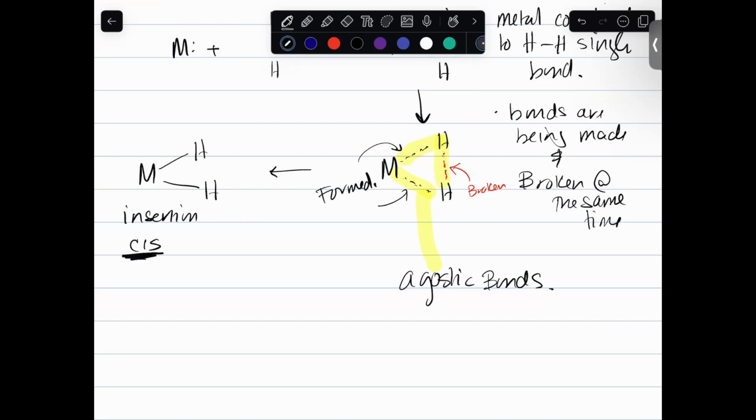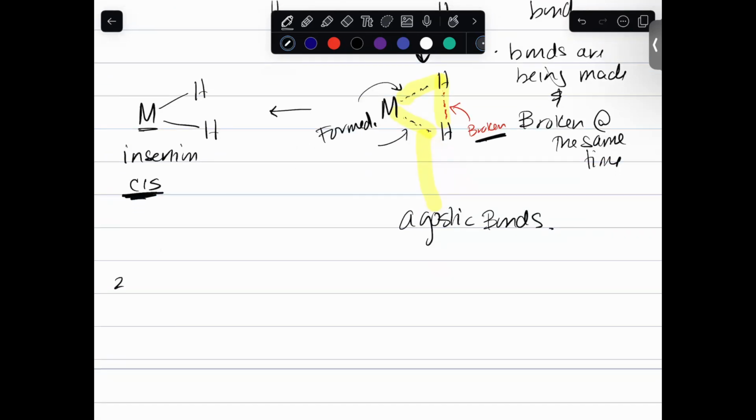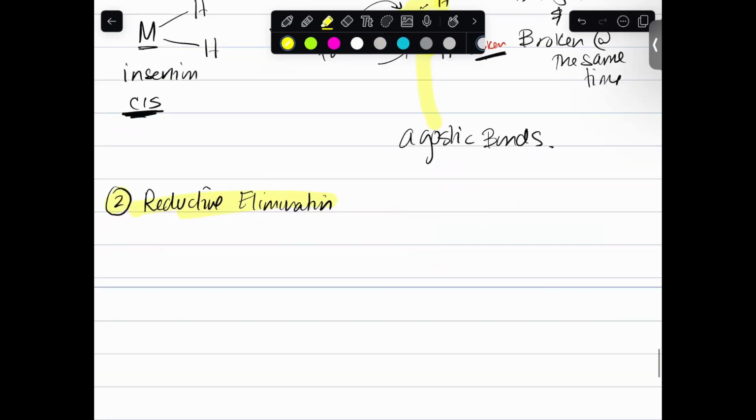Okay. So again, this is probably one of the toughest things just because nonpolar bonds are really strong and really difficult to break. And because they're difficult to break, it's really difficult to insert a metal in between those bonds. So that's reaction number one. Reaction number two is reductive elimination. And reductive elimination, luckily for us, is just the opposite of oxidative addition.